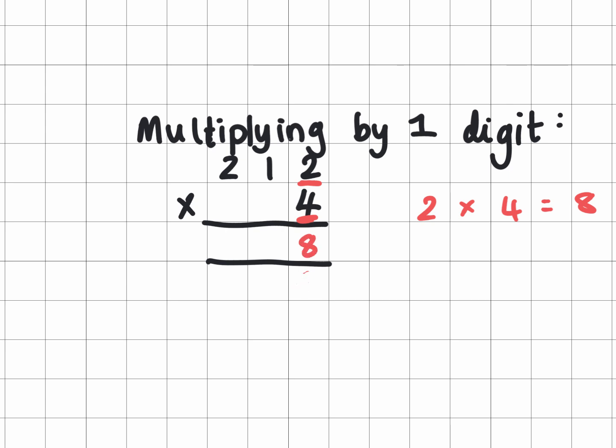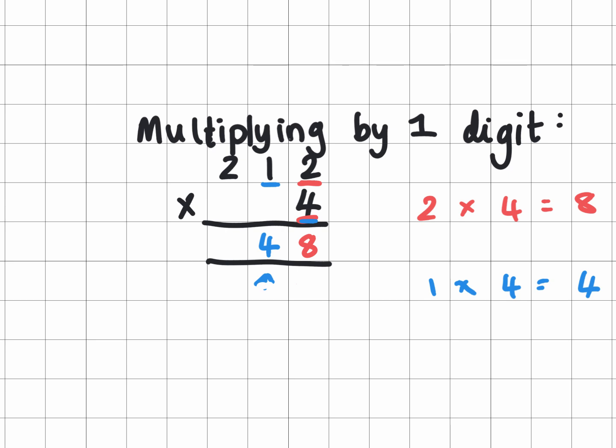That's the first part. Next part, I'm going to do my tens. So I'm going to do 1 times 4. 1 times 4, I know, is 4. So 4 is going to go here. And there's that one. Okay.